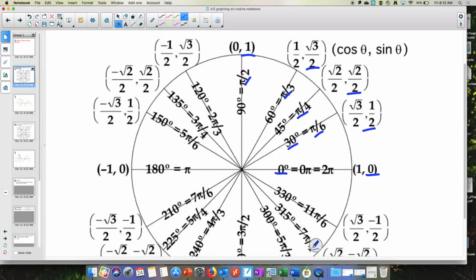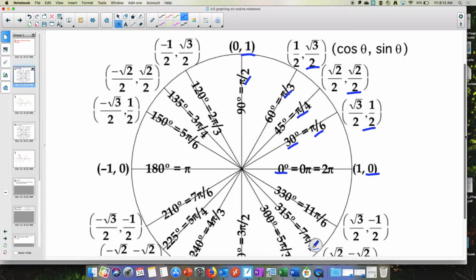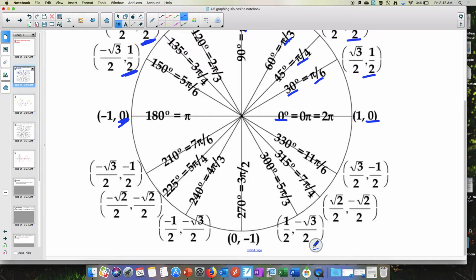Then, as we rotate around the unit circle, what happens to our sine values? They drop back down to where at pi, we're at 0, right? And then what happens with our sine values? Now we go in the negative direction. The sine of 3 pi over 2 is -1. And then we climb back up until the sine of 2 pi is back to 0.